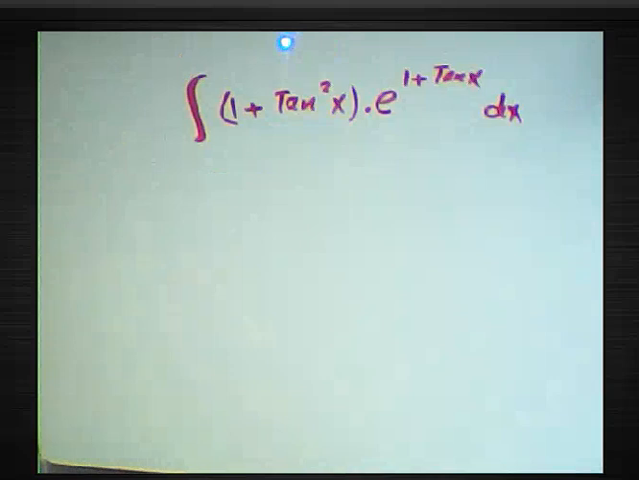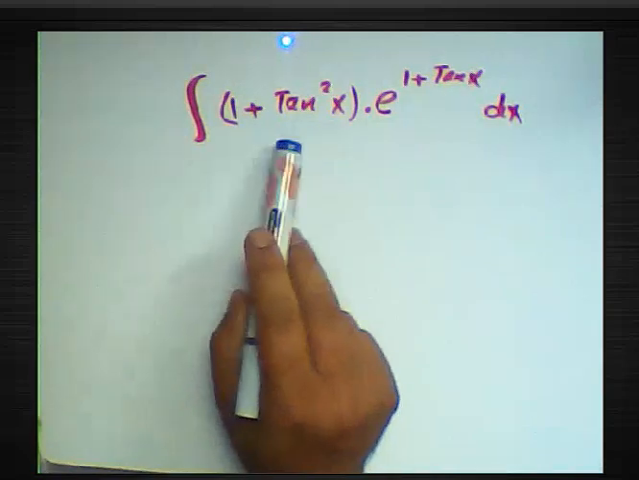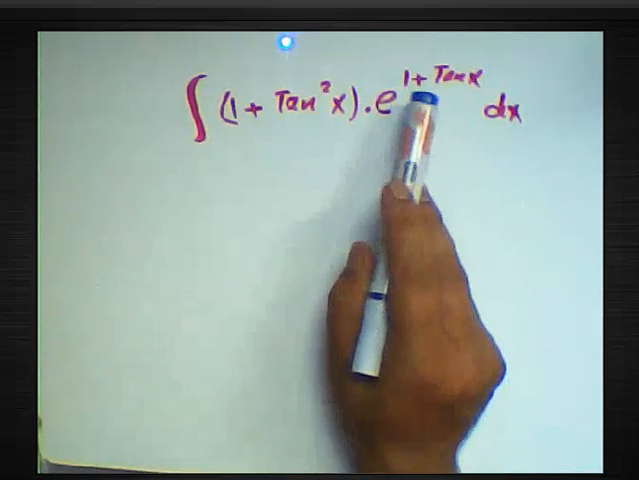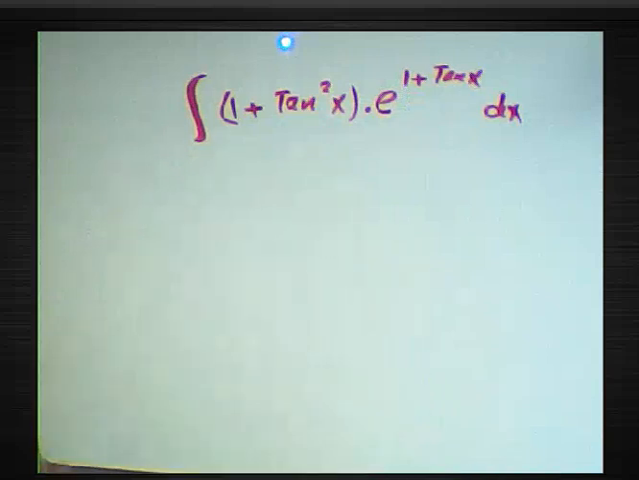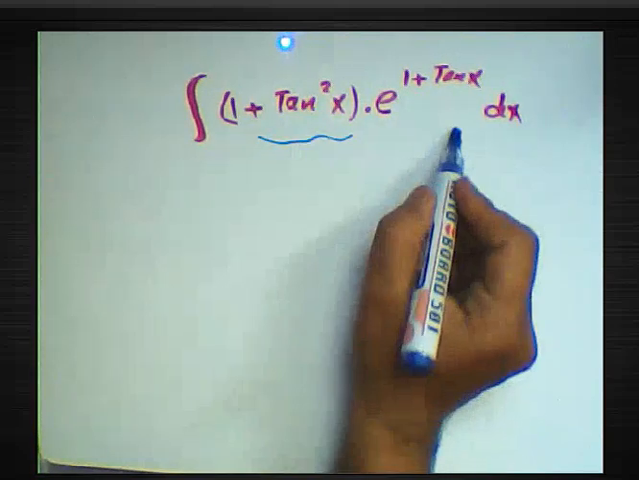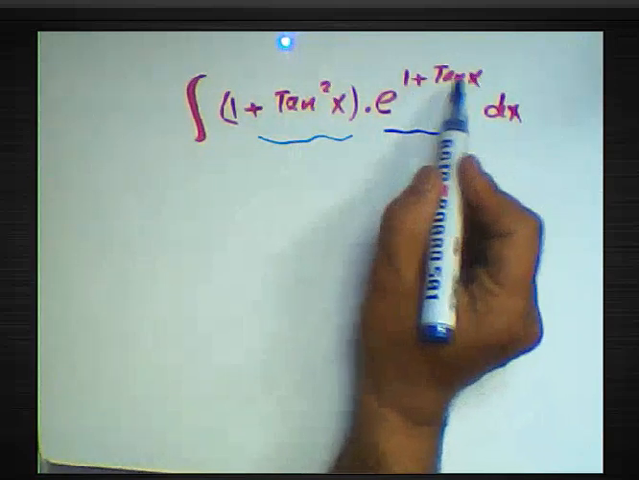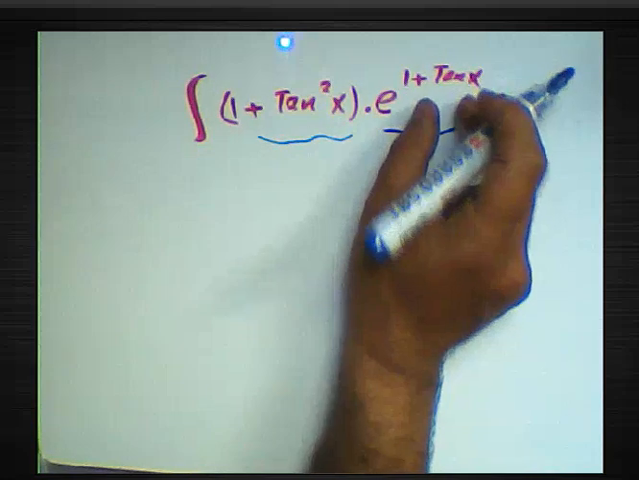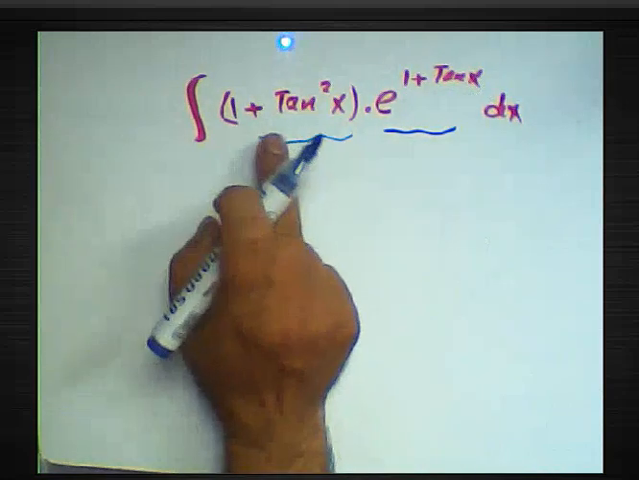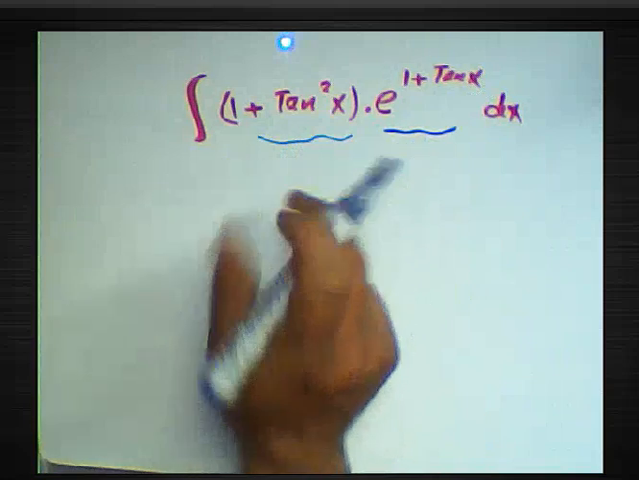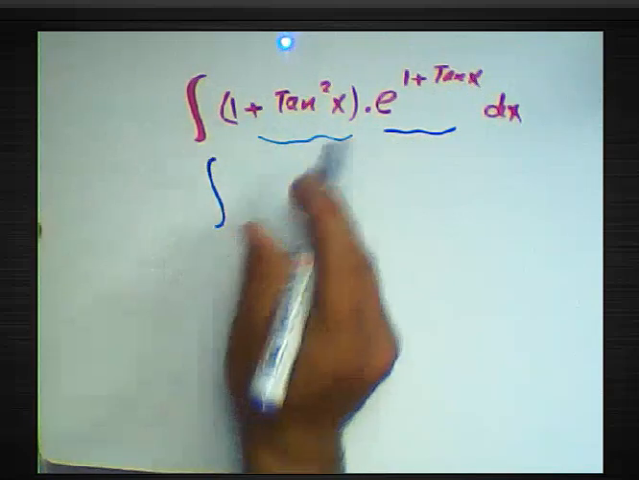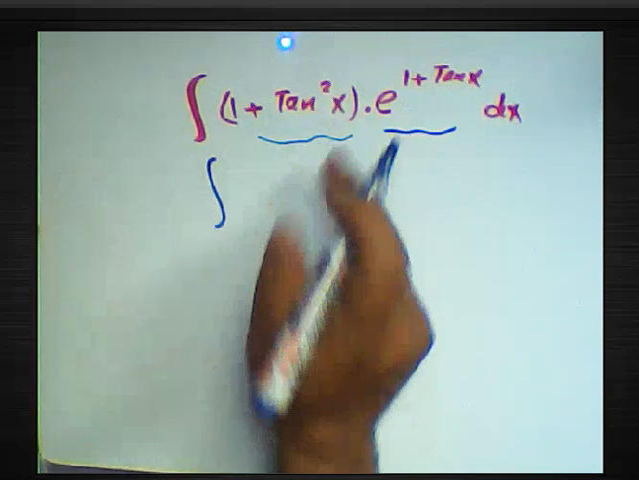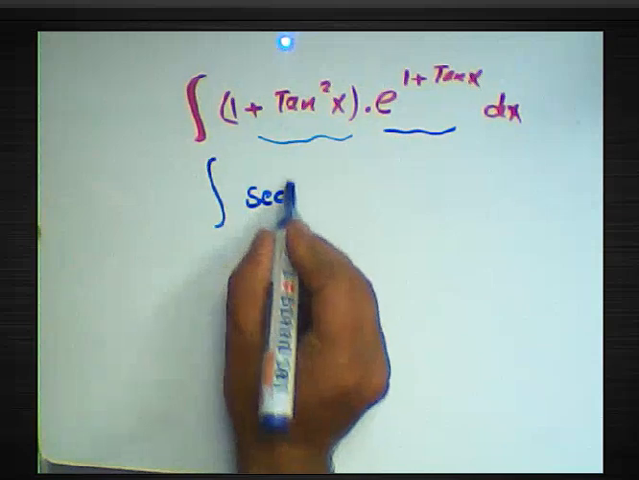Look at this example: integration of (1 plus tan²x) times e^(plus tan x). We have multiplication of two functions here. The derivative of tan x will be sec²x. We know the identity 1 plus tan²x equals its derivative, so we can cancel 1 plus tan²x and write sec²x.